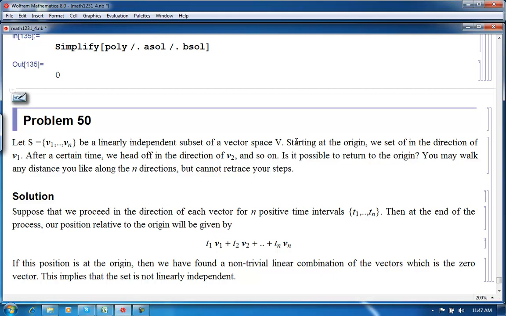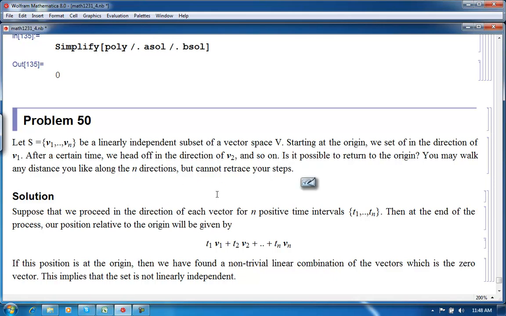Okay, so starting at the origin, we set off in the direction of V1. So this could be in a multi-dimensional space. And we do that for a time t, and we'll have reached some point on the vector V1 relative to the origin. And then after that time, we head off in the direction of V2 for a certain length of time, and so on. And the question is, is it possible to return to the origin? And it says you may walk any distance you like along the n directions, but cannot retrace your steps.